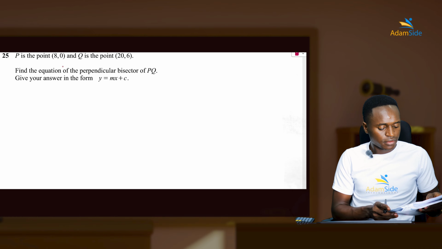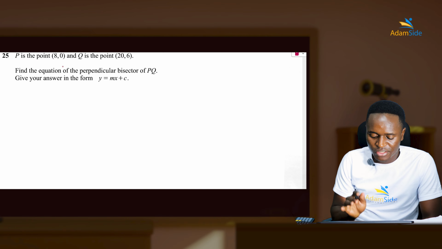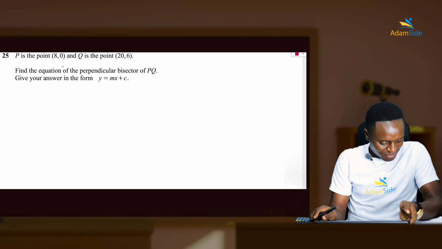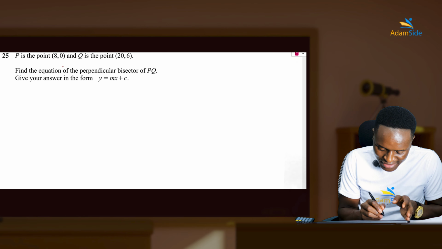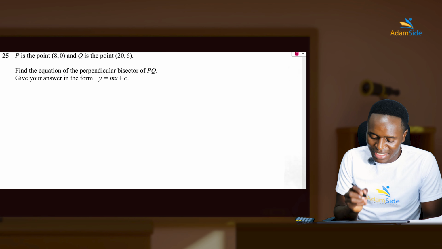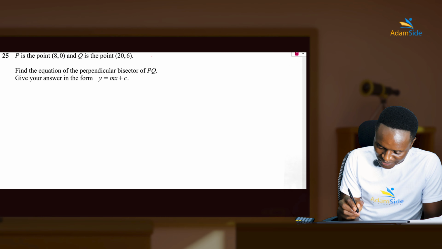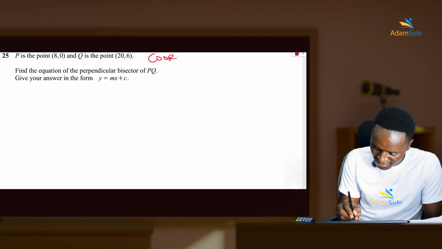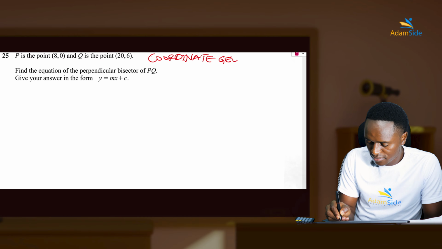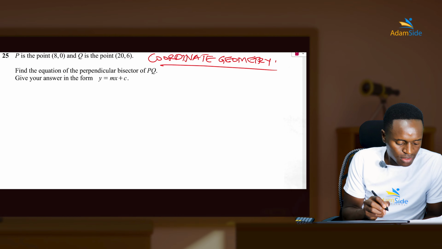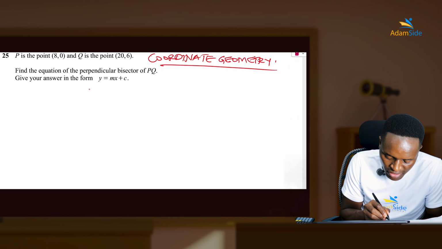Question 25. P is the point (8, 0) and Q is the point (20, 6). Find the equation of the perpendicular bisector of PQ. So, first of all, this comes from the topic of coordinate geometry. So we need to find the midpoint first.